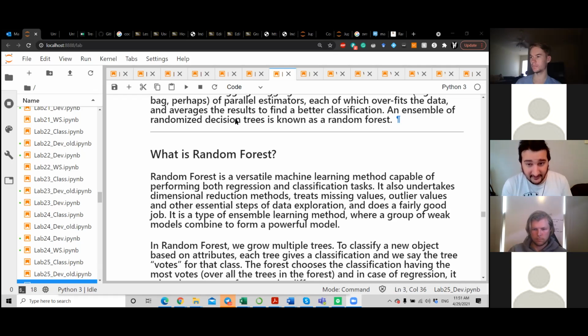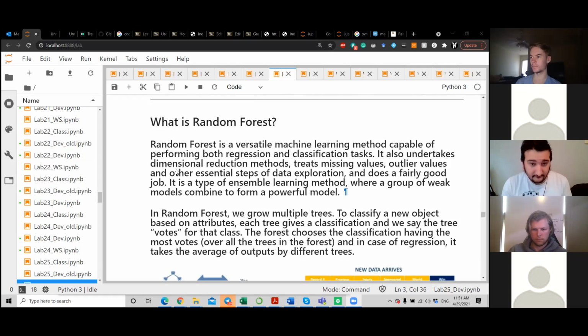It is a type of ensemble learning method where a group of weak models combine to form a powerful model. In random forest, we grow multiple trees to classify a new object based on attributes. Each tree gives a classification, gives a vote, gives a decision. And we say the tree votes for that class. So not only they are smart trees, they do vote. Yay. The forest chooses the classification having the most votes over all the trees in the forest. And then in case of regression, it takes the average of outputs by different trees.